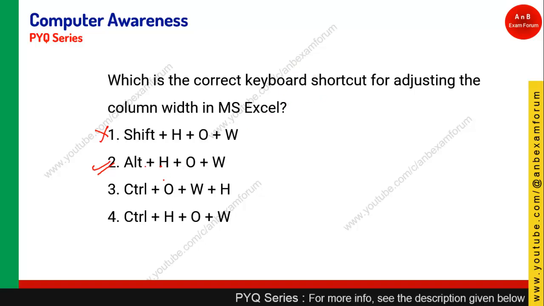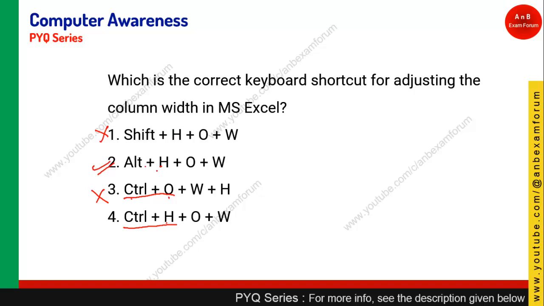Okay, coming to Control O, if you press it, it will directly open the Open window. So this will not be your answer. And you know Control plus H is used for Find and Replace, right? So Control plus H is used for replace, Control plus O is used for opening, Shift plus H is used for small and capital H.